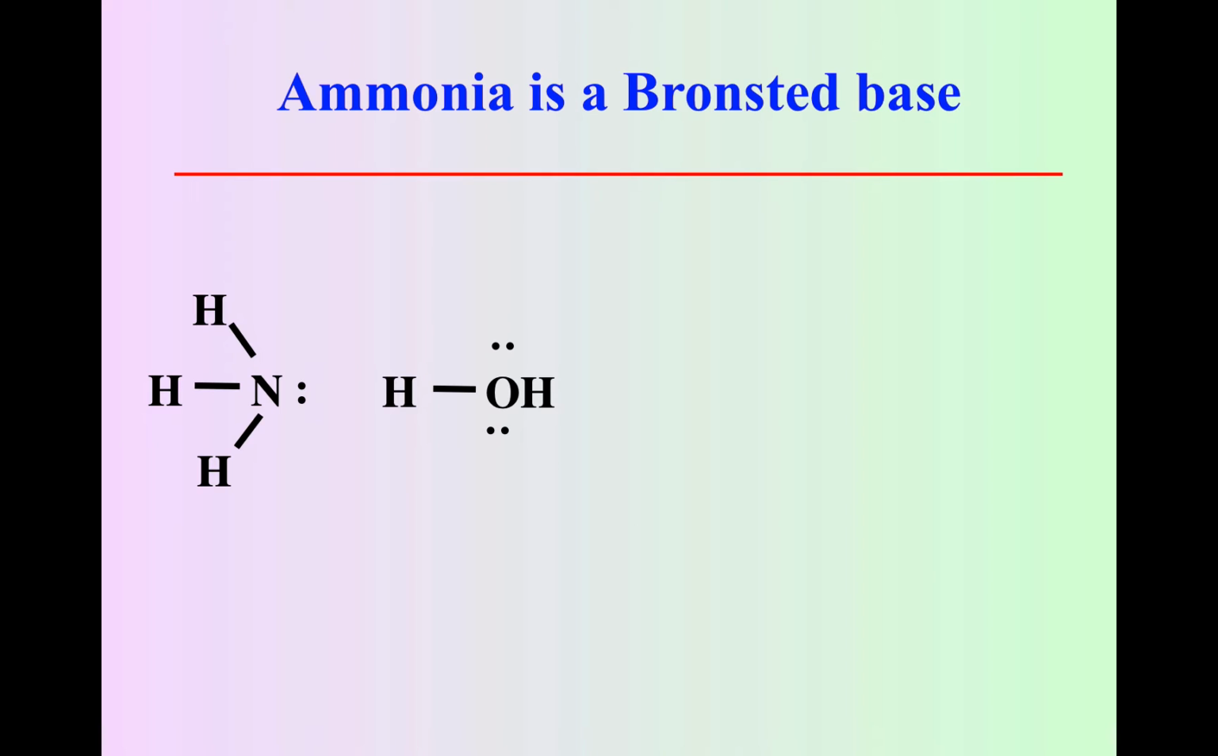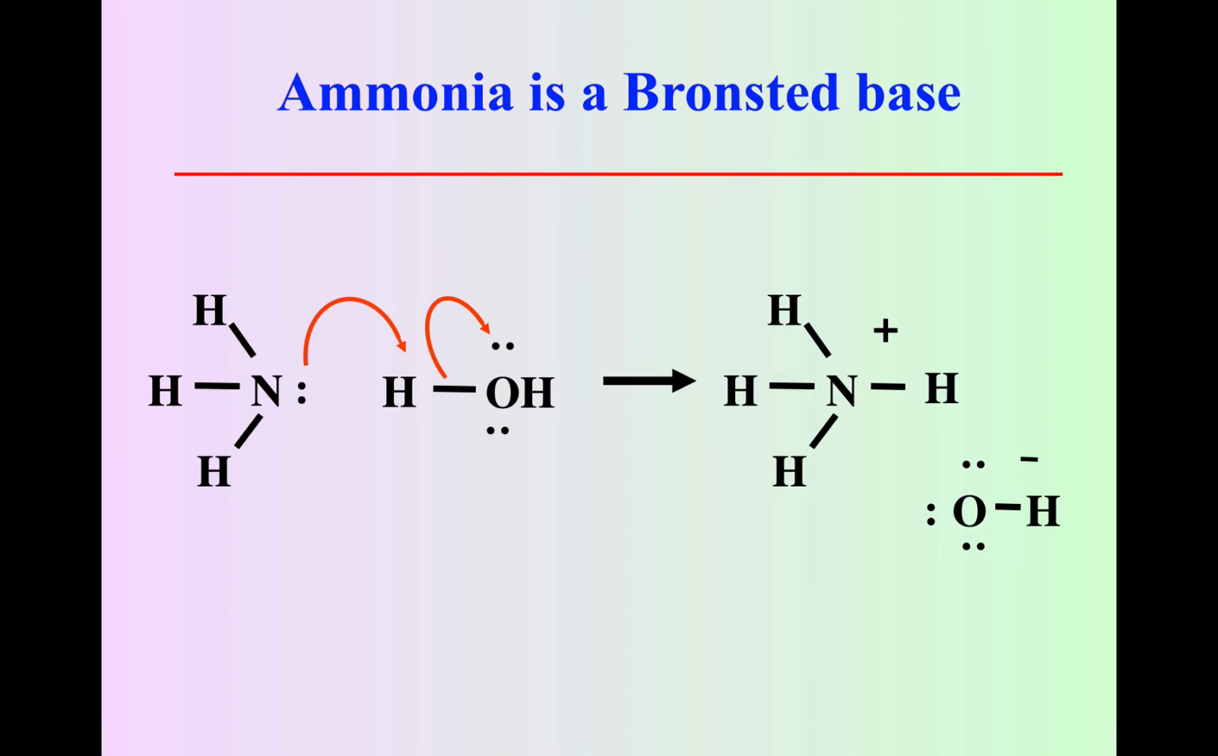Ammonia is the Bronsted base, right? So ammonia is the Bronsted base. So the H plus gets donated by the water. Water's acting like the acid. It's donating the H to the ammonia. You put an H plus on ammonia, make ammonium ion and hydroxide. So H plus donor, H plus acceptor. This is the concept behind Bronsted.